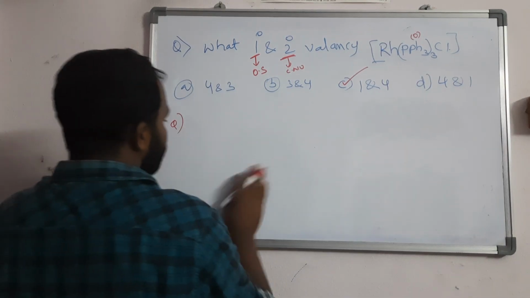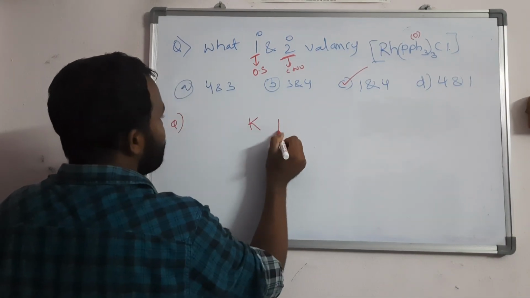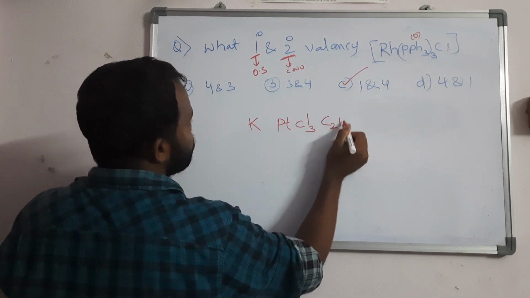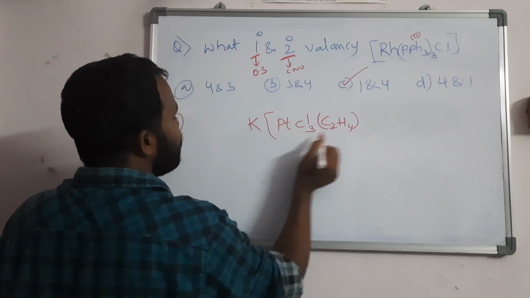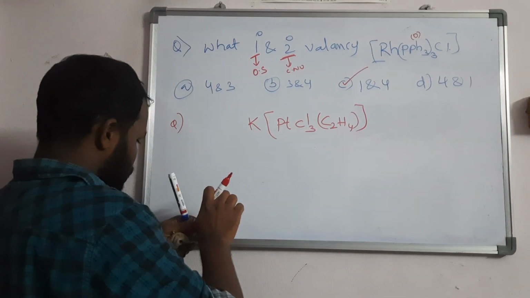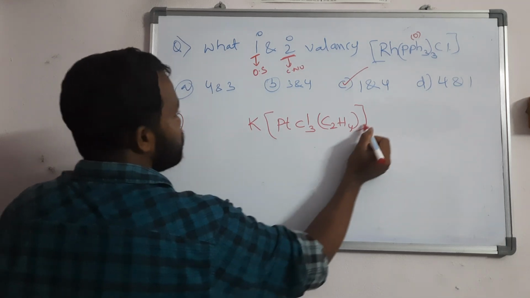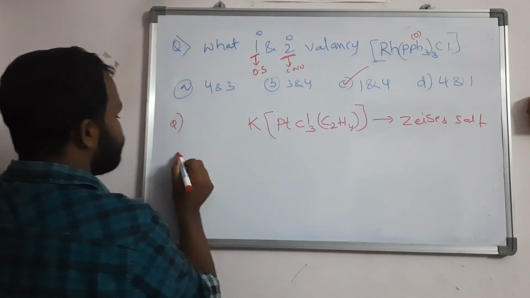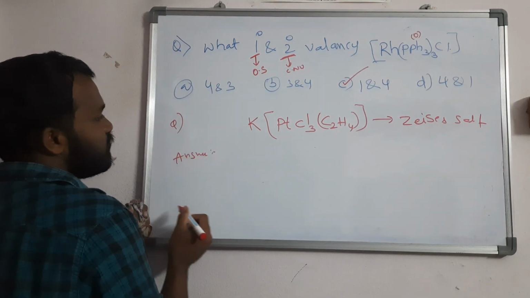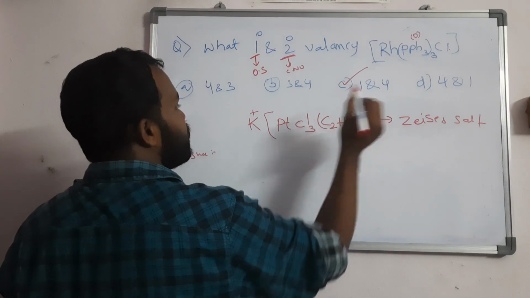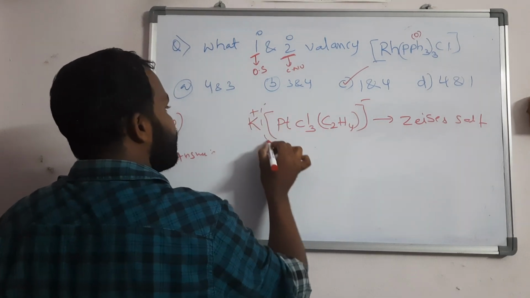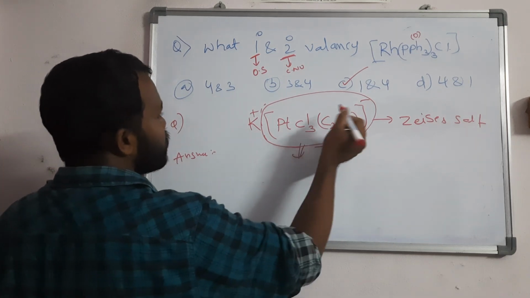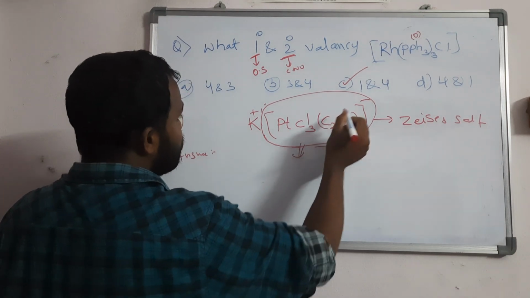Same question if I take K, PtCl3, C2H4, the Zeise's salt. What is the answer? We will calculate. K plus is there, so the complex is automatically minus. You should concentrate only on this concept. Now, what is the oxidation state?